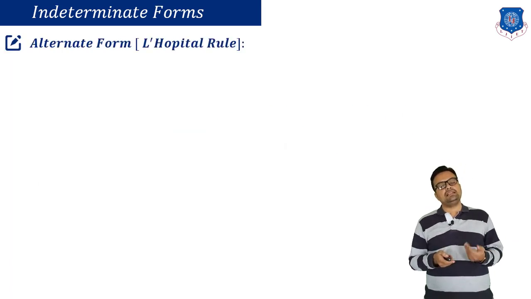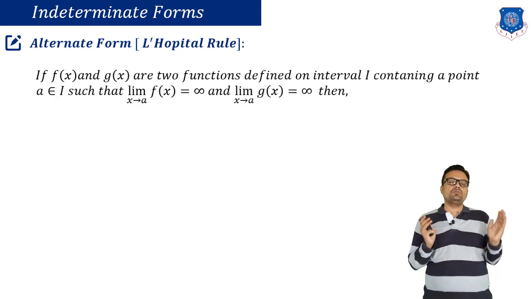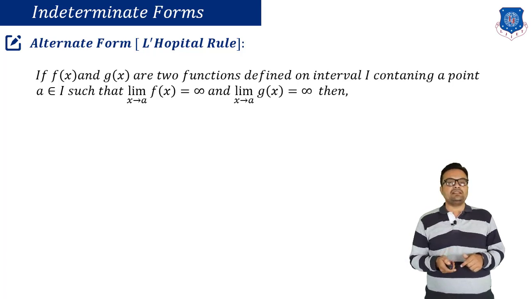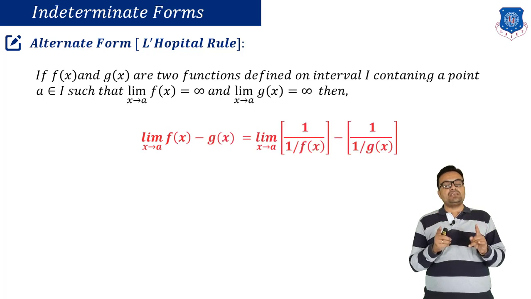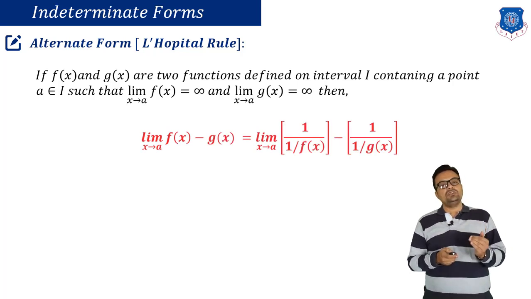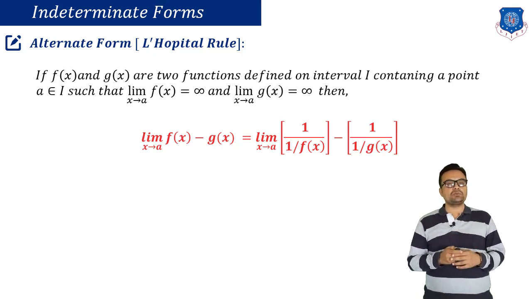Now let us go for the last case. What will happen if both of the functions are approaching infinity as x is tending to a? These are two functions f of x and g of x defined on interval I, and a is a point from that interval. And then what is happening here? f of x minus g of x. So now what will I do? I will rewrite my value of f of x as 1 upon a denominator, and similarly I will do for g.